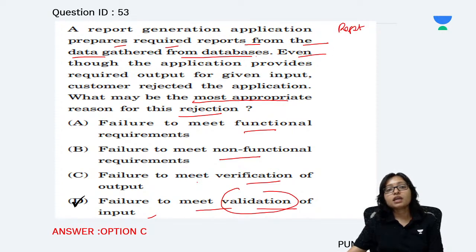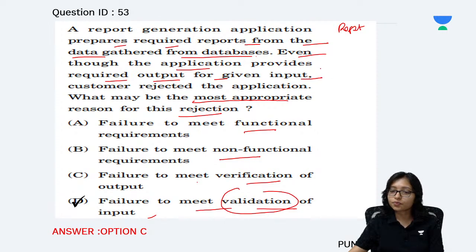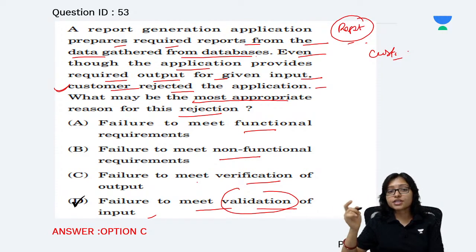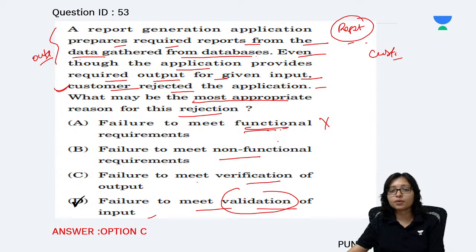First of all, even though the application provides the required output for the given input, it is given, but the customer rejects the application. Why is the customer rejecting? When is it rejecting? At the time of report generation, the customer is rejecting it. So why can the customer reject? In functionality there is no problem, as per the input proper output is coming. So functionality is not a problem.